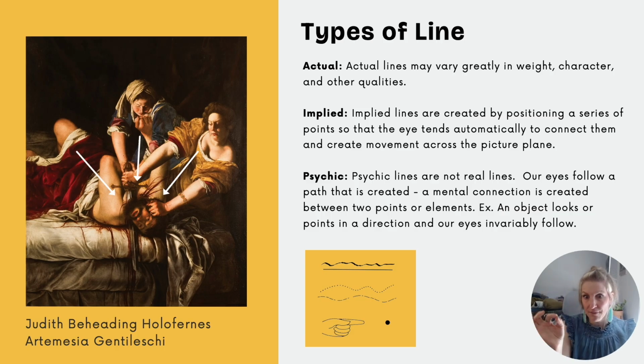Our eyes invariably follow. If we look at this painting on the left by Artemisia Gentileschi, those arrows are directional lines. They're not in the painting, but they're showing us that the direction of the two figures looking down at that beheading is telling us that that's where we should be looking, right? So these are psychic lines that draw our attention somewhere into the composition.